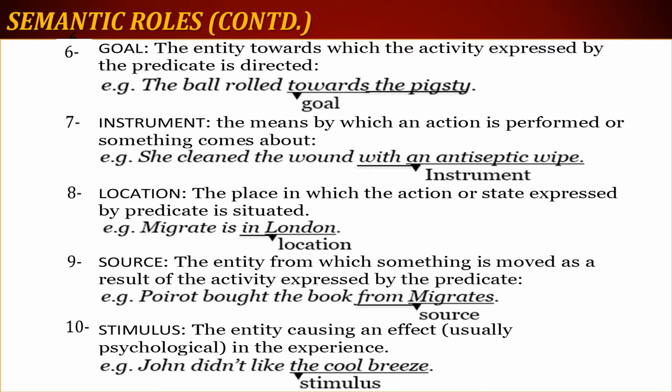Source refers to the entity from which something is moved as a result of the activity expressed by the predicate. Poirot bought the book from Margaret. Here, what we have after the book is the source, in fact. A stimulus is the entity causing an effect, usually psychological, in the experiencer. John didn't like the cool breeze, which is regarded here as a stimulus.